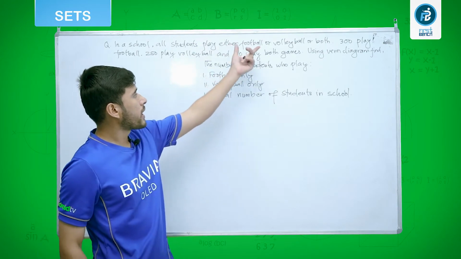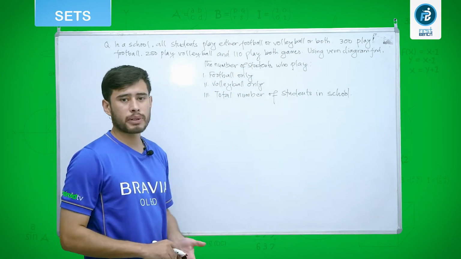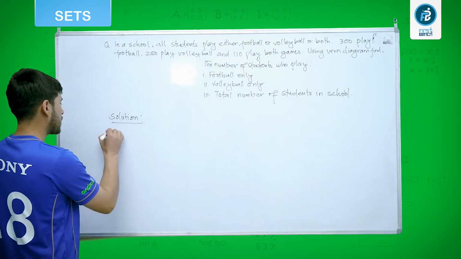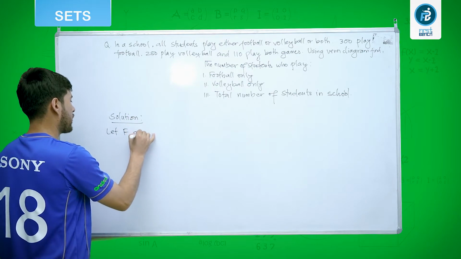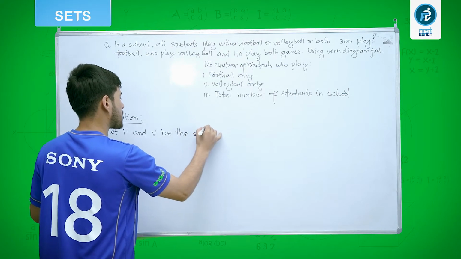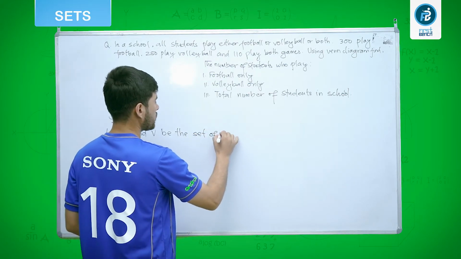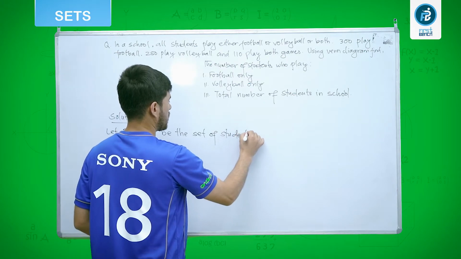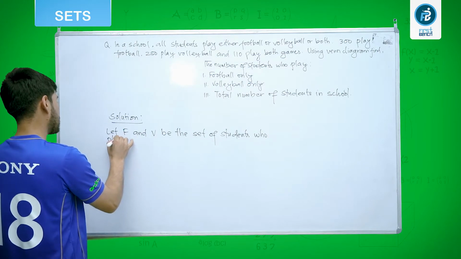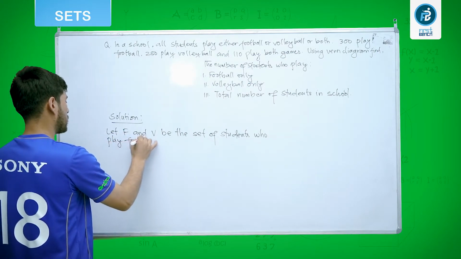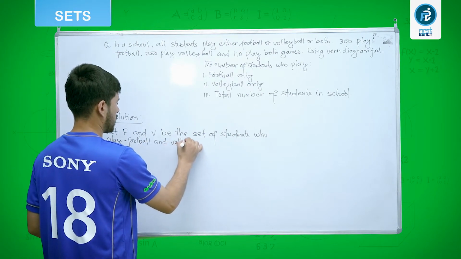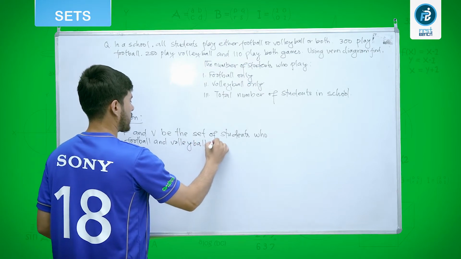Every time writing football and volleyball in the solution is very hard, so we are going to denote football and volleyball with F and B. So let's write that. Let F and B be the sets of students who play football and volleyball respectively.